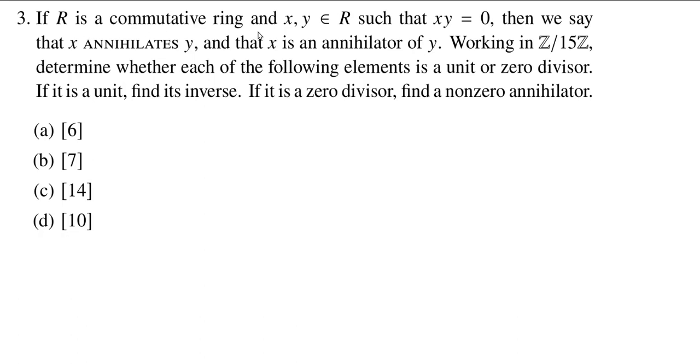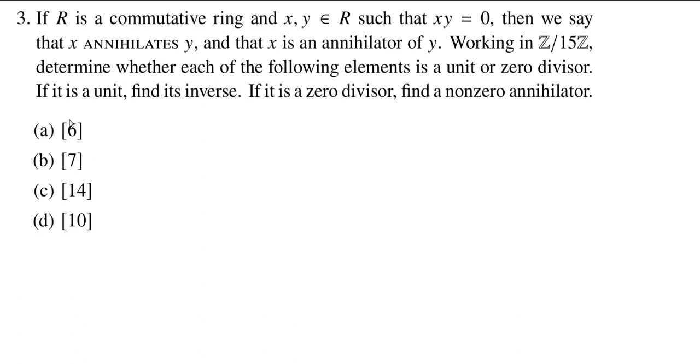R is a commutative ring. And if X and Y are in R such that X times Y is 0, then we say that X annihilates Y, and that X is an annihilator of Y. Working in Z mod 15Z, we're working mod 15. Determine whether each of the following elements is a unit or zero divisor.